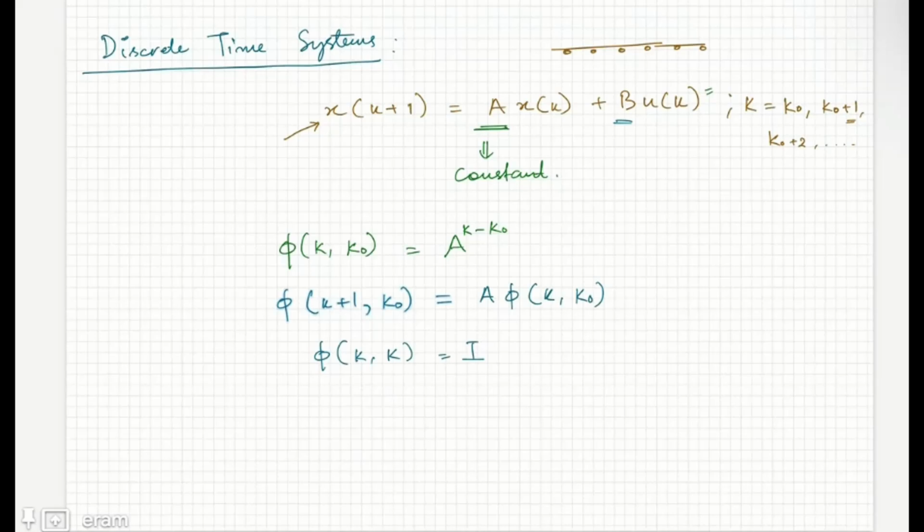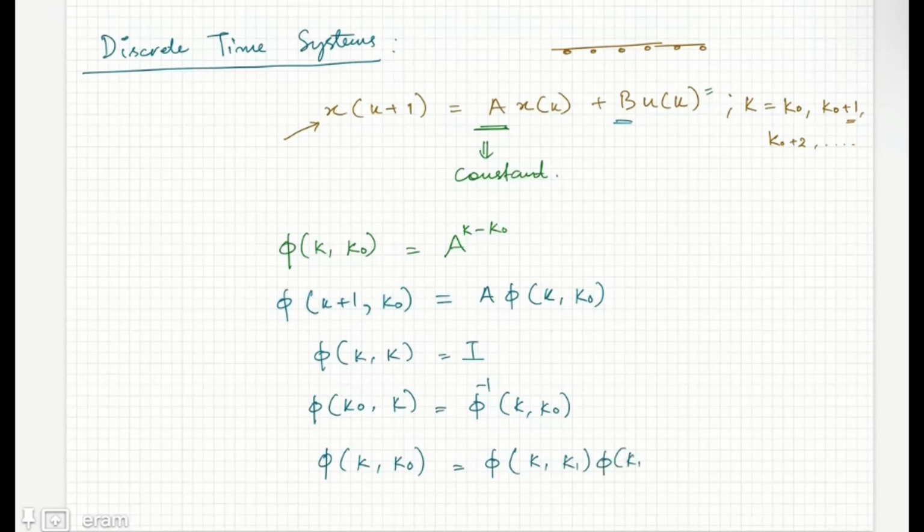Phi of k, k is obviously identity. Phi of k naught, k is the inverse of phi of k, k naught. And phi of k, k naught is phi of k, k1 times phi of k1, k naught. Obviously k is greater than k1, which is greater than k naught, we have to remember. So for a constant matrix we have this state transition matrix.